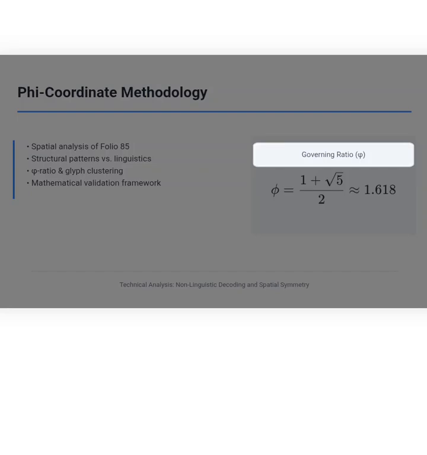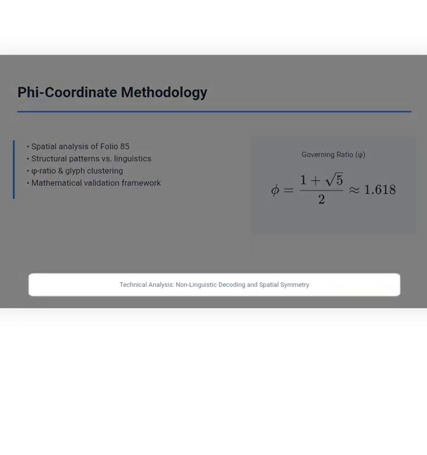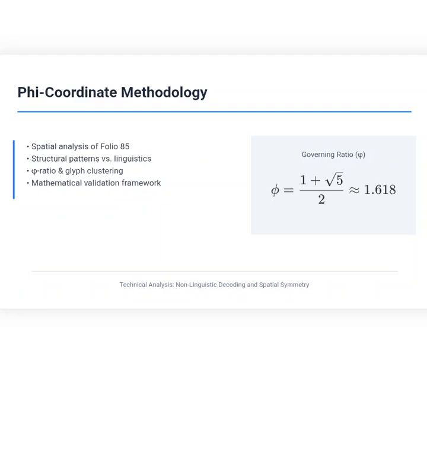At the heart of this spatial field is the governing ratio, represented by the Greek letter phi. In this framework, phi acts as the underlying mathematical constant that dictates how glyphs cluster together. The formula you see here, the golden ratio, provides the mathematical validation for our decoding framework. It moves our study from subjective visual interpretation into the realm of objective geometry. This non-linguistic approach suggests that the parchment was designed as a calculated diagram rather than a standard text. It allows us to bridge the gap between spatial data and the harmonic frequencies we just discussed.